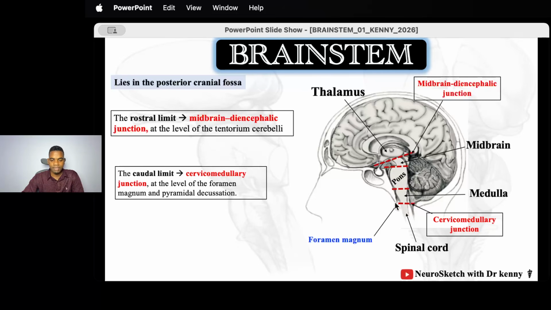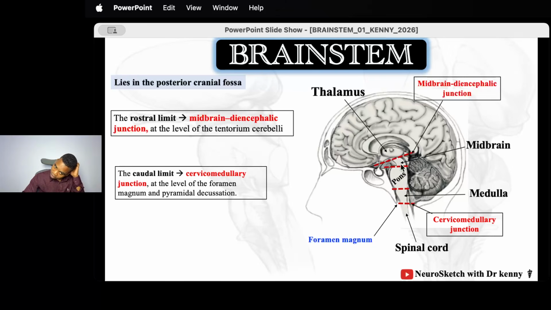Remember, we said the medulla is in continuation with the spinal cord. And so what marks the demarcation between the two is the level of the foramen magnum. Above the foramen magnum, it is medulla, but below the foramen magnum, it is the spinal cord.